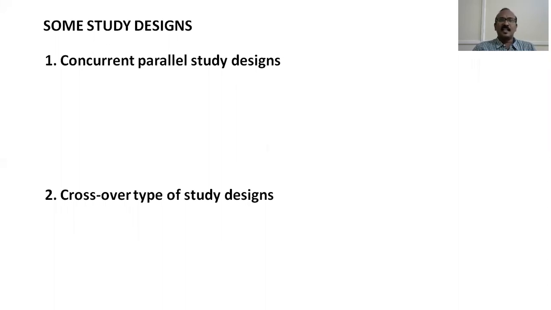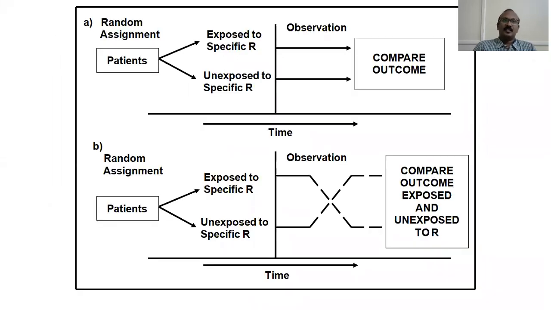Now, some of the study designs in randomized controlled trials are concurrent parallel type of study designs and crossover type of study designs. As you see in the figure in this particular slide, in part A, you randomly divide the patients into experimental group and control group. Experimental group are those who are given a specific treatment, and control group are those who are not given a specific treatment. This is again by a process of randomization. So you observe this group for a period of time and you compare the outcomes. So this is known as concurrent parallel type of study design.